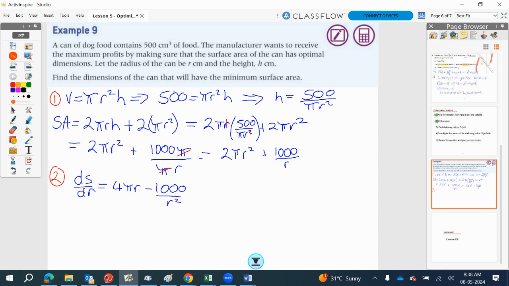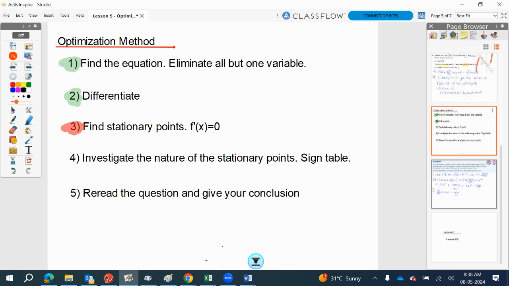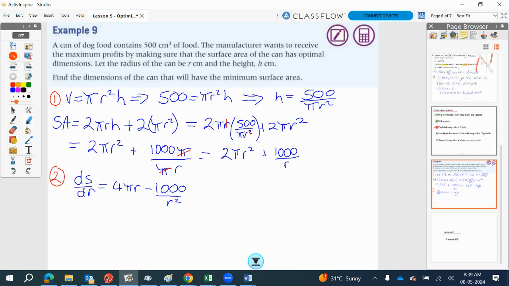In order to find stationary points, step 3, we need to set the derivative equal to 0. So 0 is equal to 4 pi r minus 1,000 over r squared. I'm going to solve this algebraically a little bit.